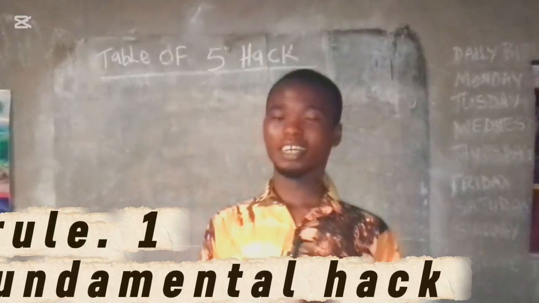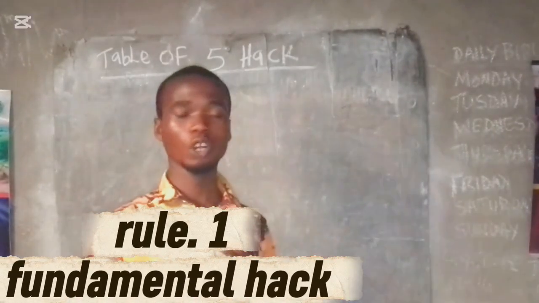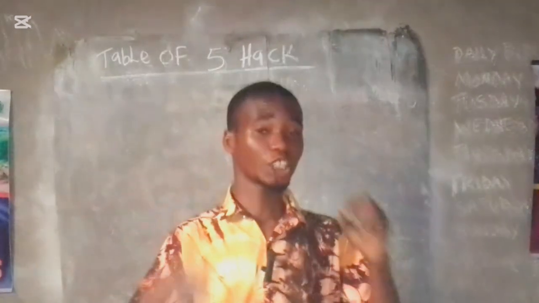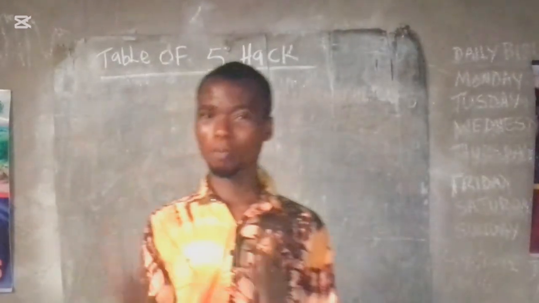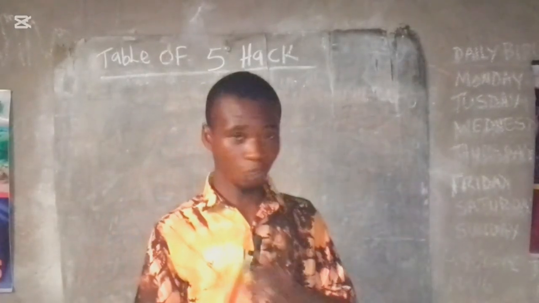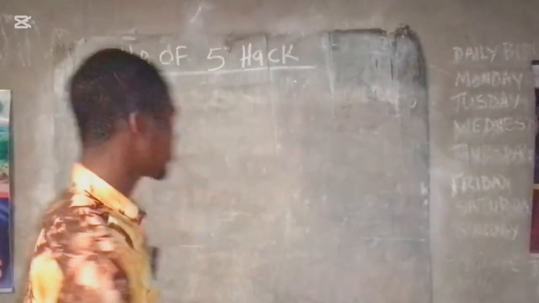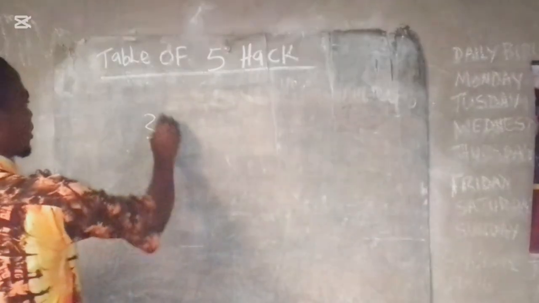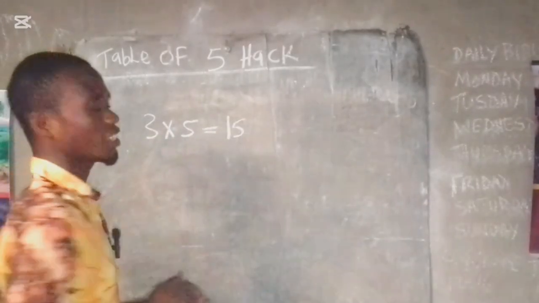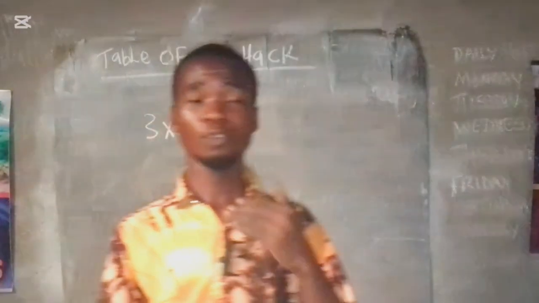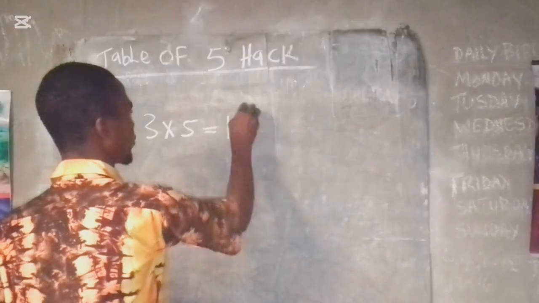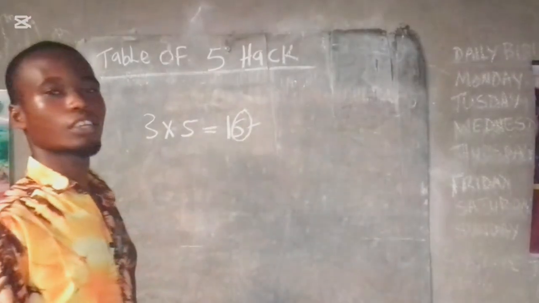Rule number 1 is that when you are multiplying 5 with other numbers, the answer always ends in 0 or 5. Yes, when you're multiplying 5 with any number, the answer always ends in 0 or 5. Let's take an example. 3 times 5 is equal to what? 15. So you see that the answer here ends in 5.